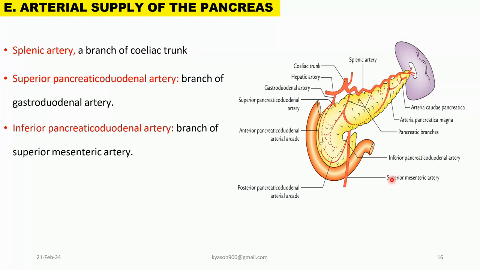Then you can see our superior mesenteric. It's going to give off the inferior pancreaticoduodenal artery that will also have anterior branches and posterior branches. These branches of the superior mesenteric are going to anastomose with these branches of the gastroduodenal to form arterial arcades that will form an anastomosis, or a loop that will always allow continuous flow of blood to the head of the pancreas. Okay, so that is the arterial blood supply.